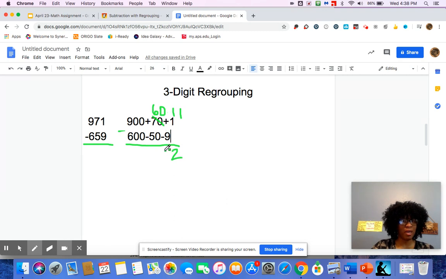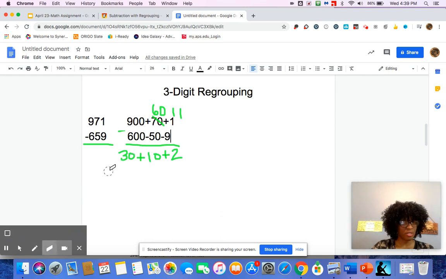Then we're going to add that to our 60 minus 50, which is 10. And then we have 900 minus 600, which is 300. That looks good. Oh, shoot. Let me scoot over just a little bit. Okay. All right. I told you this brace is not my friend.